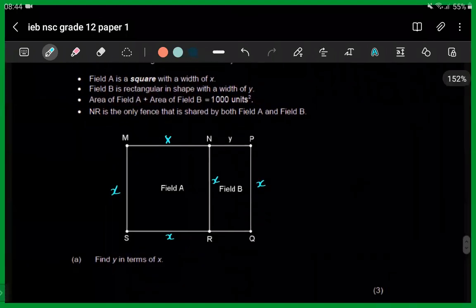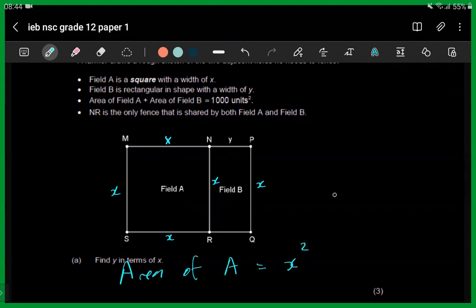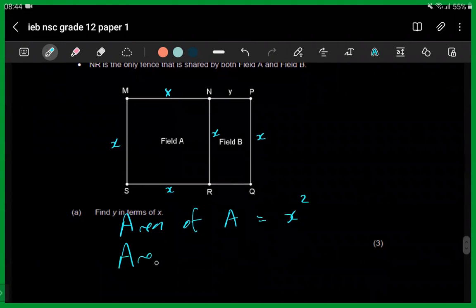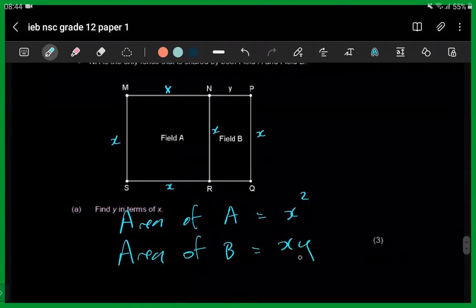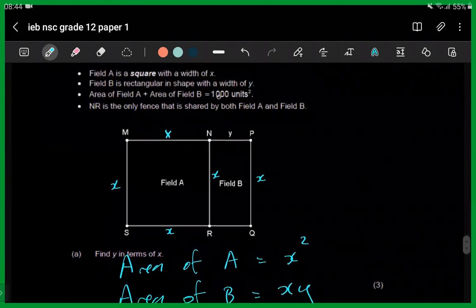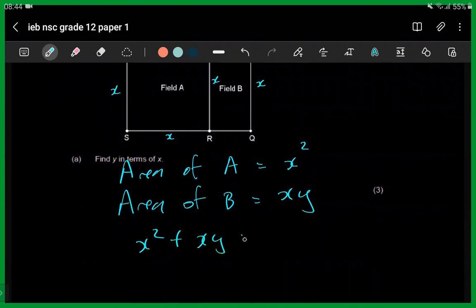That's a very easy question because you have the area of field A, right? Which is just going to be, let's see here, area of A is just x times x, which is x squared. The area of B, they told us it is just y times x. The thing now is, if you add them up, you get 1,000. So x squared plus xy is 1,000.